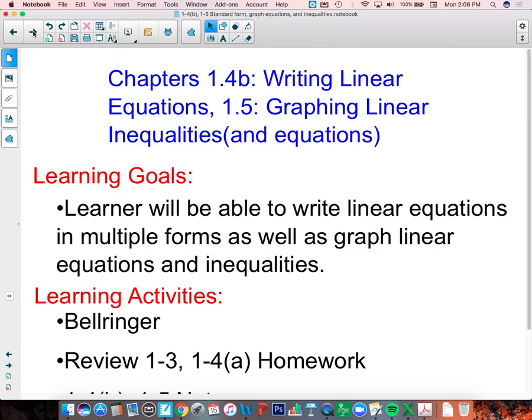Okay, so 1.4b is writing linear equations and graphing linear equations or inequalities and equations. 1.4b is a continuation of what we did yesterday, and 1.5 is just graphing linear inequalities. The book assumes that you already know how to graph equations, which you did in geometry or intermediate algebra, but I'll do a quick review when we start graphing those. If you remember the lines where you graphed them and they were either dashed or solid and then you had to shade above or below, that's the graphing linear inequality. All right? So write down your title, and then we will get going.